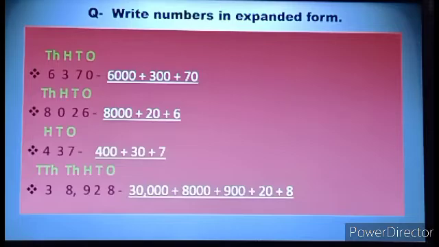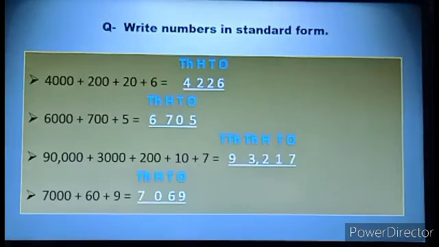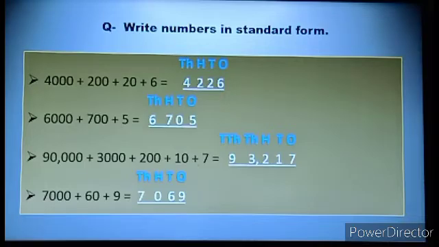Okay, so we move forward to the next exercise. Understood, students? So our next exercise is to write numbers in standard form. Here the question is given in expanded form and we have to write it in standard form. The example is 4000 plus 200 plus 20 plus 6. Expanded form starts from 4 digits.